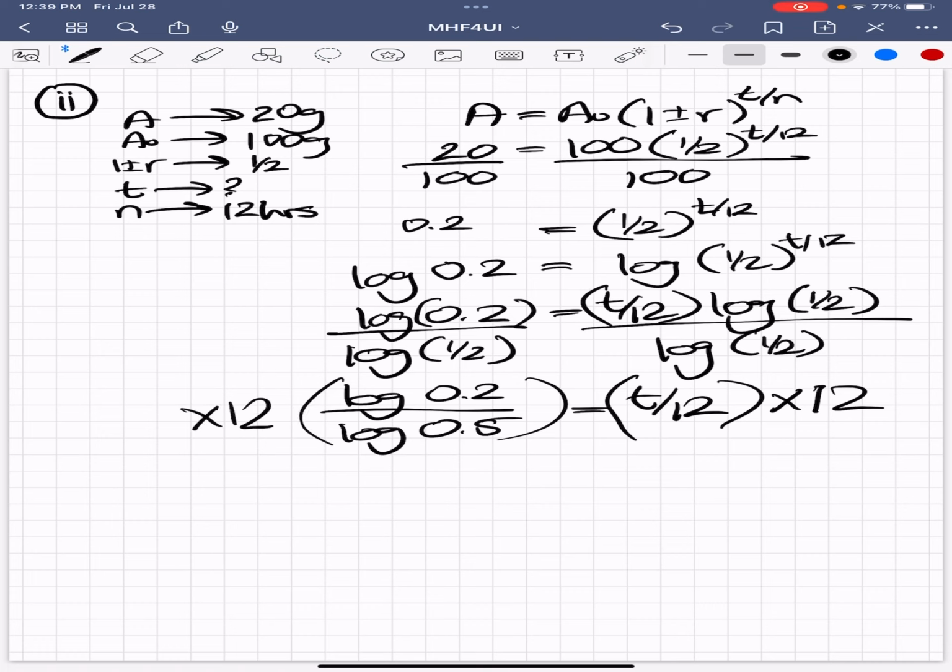So to get rid of that 12 on the bottom, because it's t divided by 12, I'm just going to multiply both sides by 12.